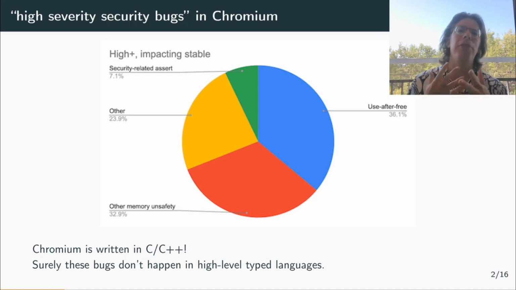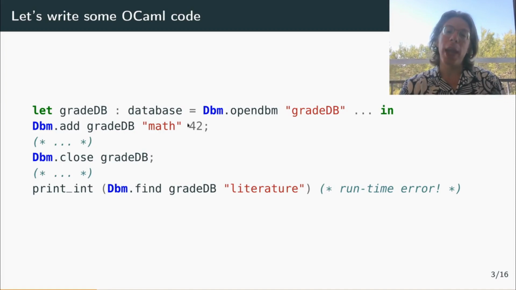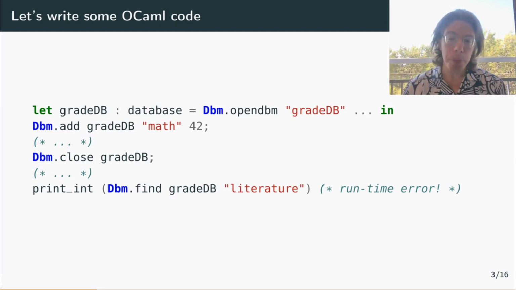Let's write some OCaml code. Here is a small example of code where we open a database of grades, we write some grade in the database, the math grade, we close the database, then we try to read the literature grade and print it. So the OCaml type checker will happily type check and compile this program, and later on we will have a runtime error.